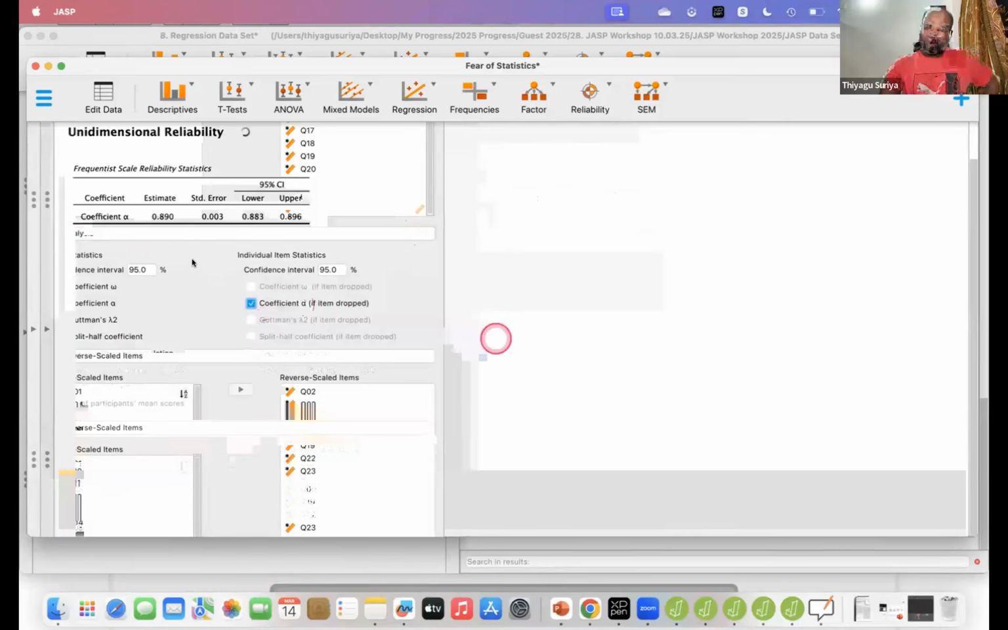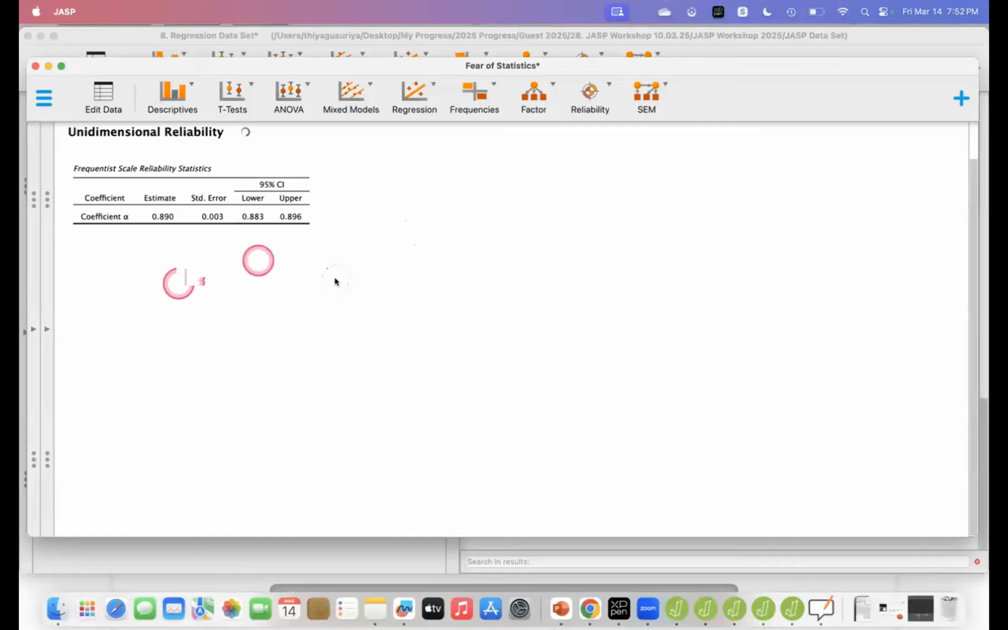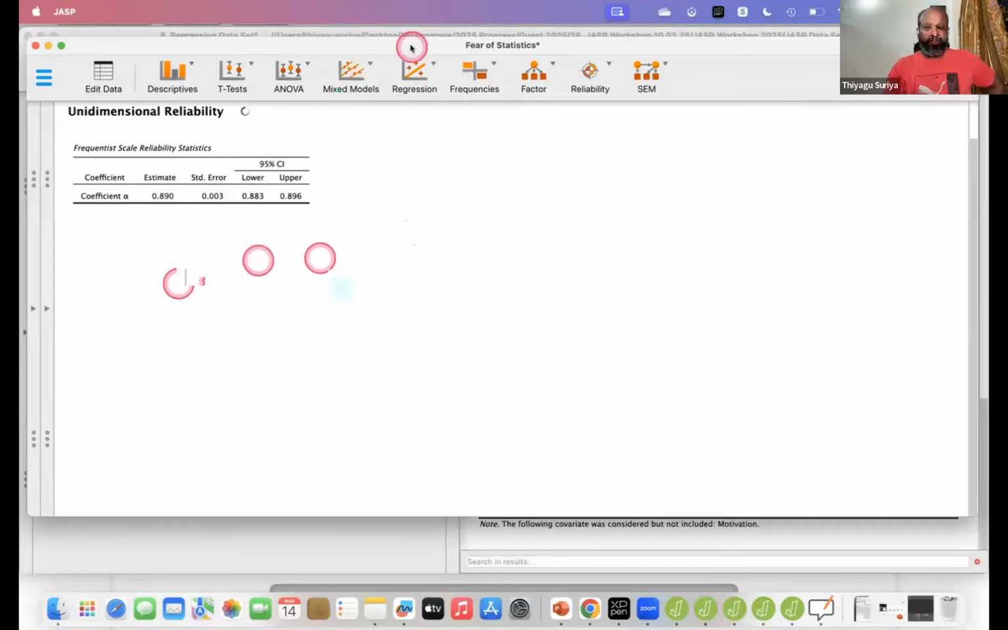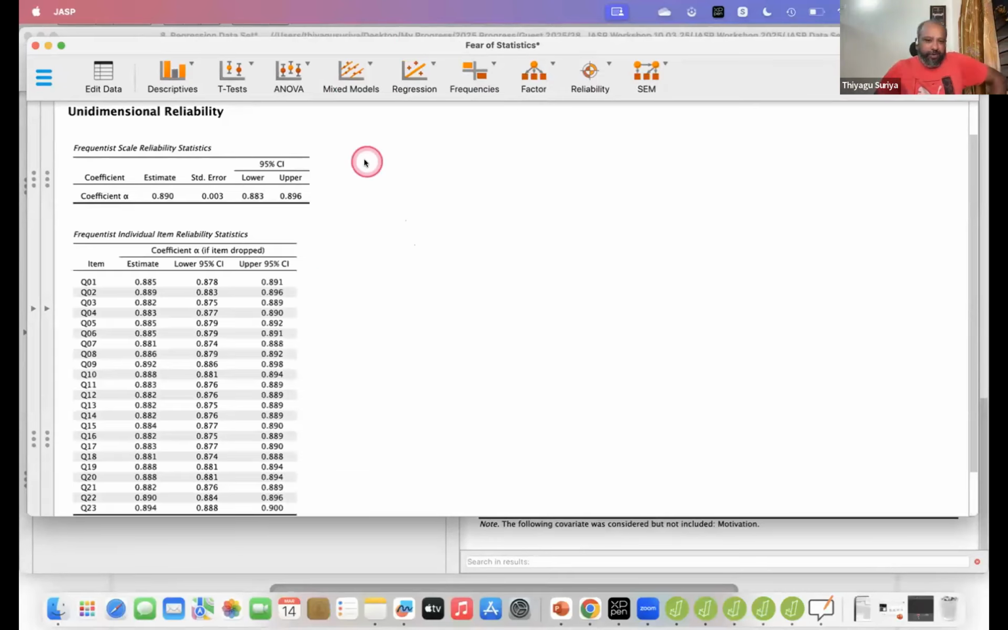It takes time. What is my estimate value? 0.89. It's already reliable, but I'm going to take some items to remove. How many of you got this output? Yeah, I got it now.